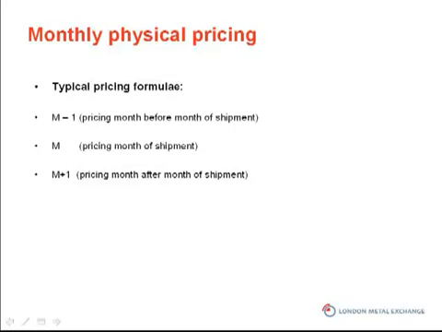So for example, if a converter buys metal for shipment in July on an M-1 formula and wants to hedge this using an LME swap, they would buy the LME swap for June, as this is when the metal will be priced, the month before the month of shipment.